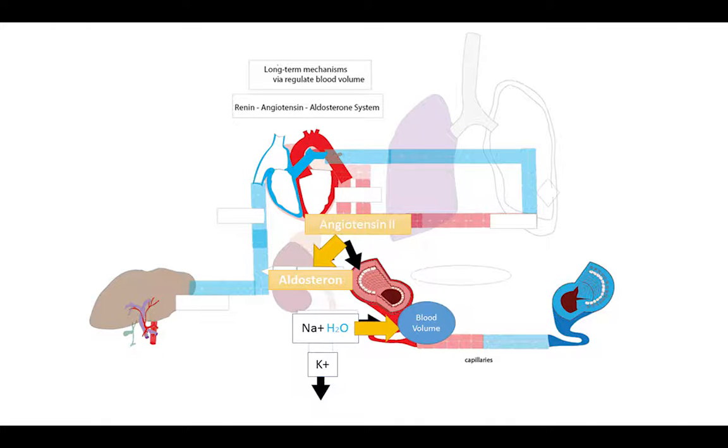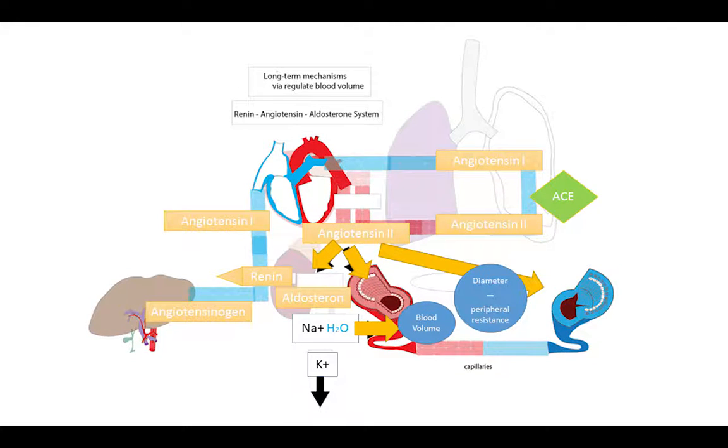Angiotensin 2 also acts on the adrenal glands, causing the release of aldosterone. Aldosterone will retain sodium, water will follow sodium, and potassium will be excreted. Because water is being retained, blood volume will go up, and so will the blood pressure. Keep aldosterone in mind when we're talking about the pharmacology part of this Wiki Review. Here we have the overall slide with the long-term blood pressure control via the renin-angiotensin-aldosterone system.